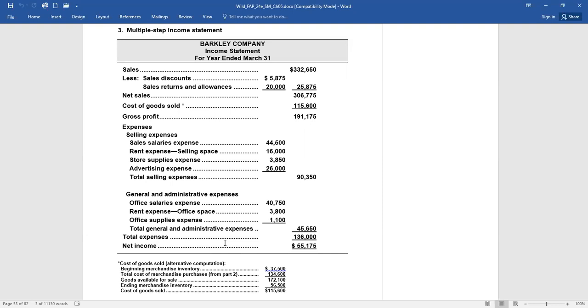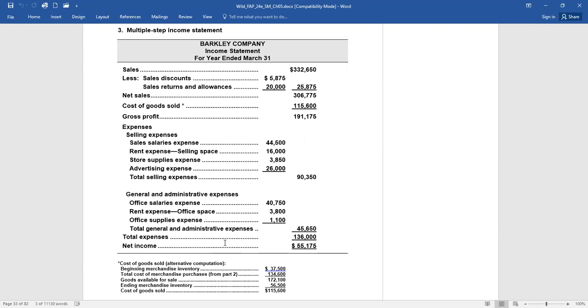Now subtract your first and major expense of a merchandiser, cost of goods sold, and that's right on your adjusted trial balance. That will give you your gross profit, or the profit just from selling your product. We sold $306,775. The items we sold cost us $115,600. So just from selling the product, $191,175, without looking at any other expenses.